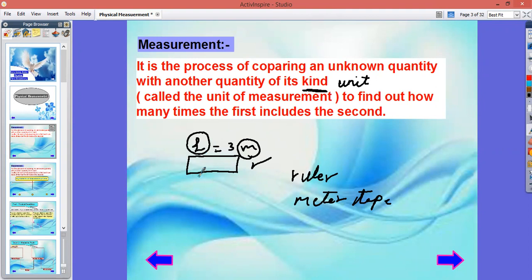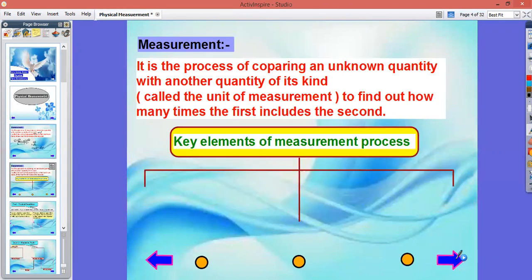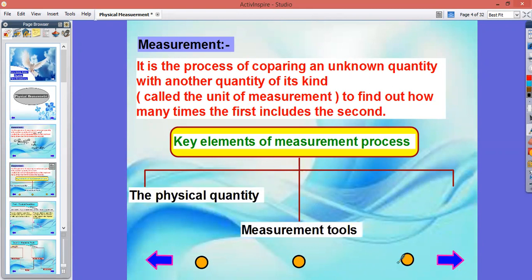Okay, when I make a measurement process, I use 3 concepts now. Number 1, physical quantity. Physical quantity here is length. Number 2, measuring tools. I use tools to measure the length. Number 3, measuring unit. So what are the key elements of measurement process? Number 1, physical quantity. Number 2, measuring tools. Number 3, measuring unit. Okay, we will talk about each one separately.